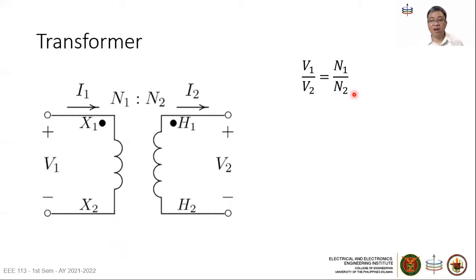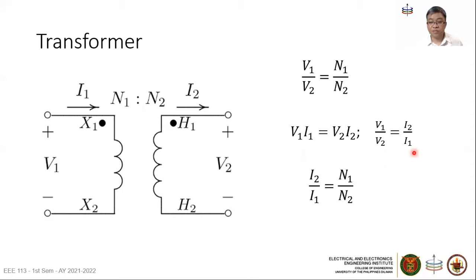If we assume that we have an ideal transformer where no losses are incurred, the apparent power in the primary winding, that's V1 I1, is equal to the apparent power V2 I2 in the secondary winding. We can do the maths here. We can rearrange such that V1 over V2 is equal to I2 over I1. This is the ratio for the currents. Hence, I2 over I1 is equal to N1 over N2.